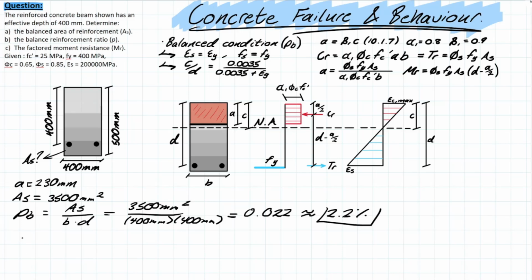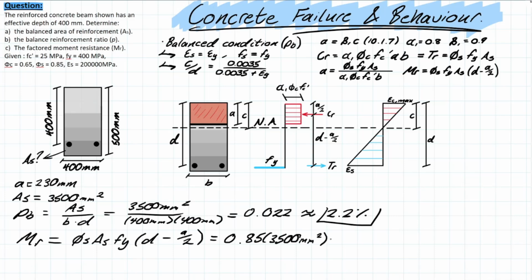And then part C, we're asking for the moment resistance. We already know how to solve for this. It is a simple equation: phi s As Fy times d minus a over 2. You see the graph. You know how to do it now. We have 0.85 times the area of steel in the balanced condition, in millimeter squared. Fy is 400 because our steel is yielding. Let me write that in Newton per millimeter squared.